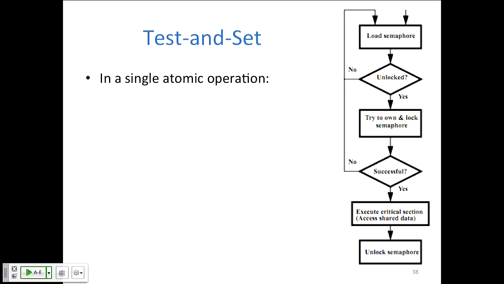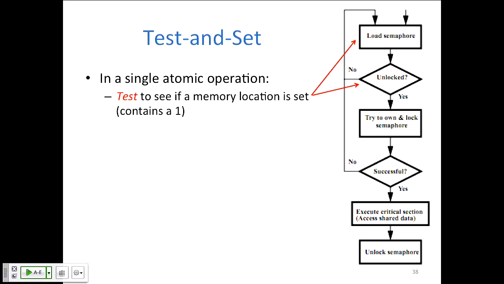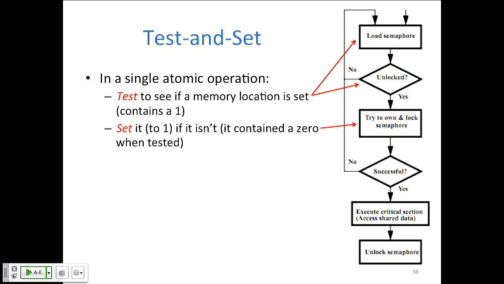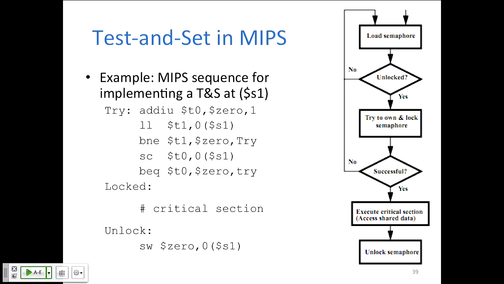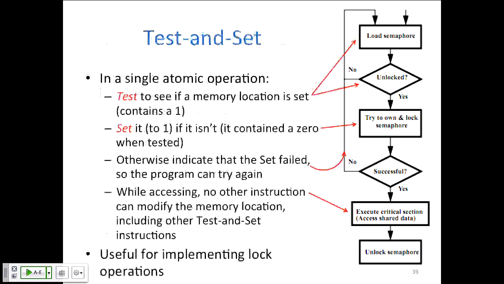Let's try and look at doing test and set. Test and set is another one of these. All it is, is test the lock variable, and if it is 0, set it to 1. Let's see how to do this in MIPS code, right? Test and set: load the lock variable. Is it unlocked? Yes. Try to grab it. Were you successful? No. Try again. Successful? Yes. Keep going on. Unlock it.